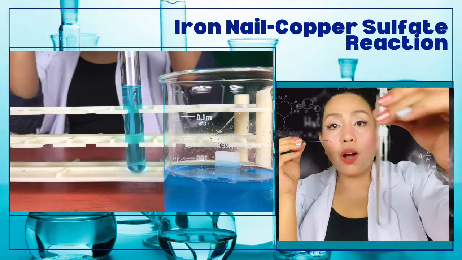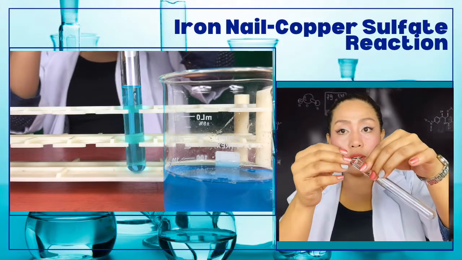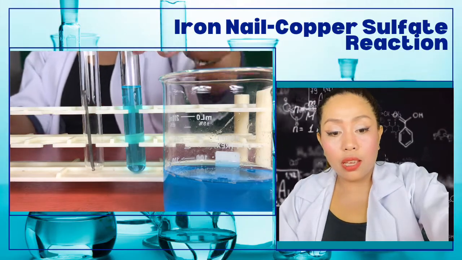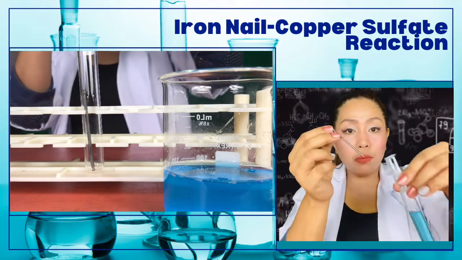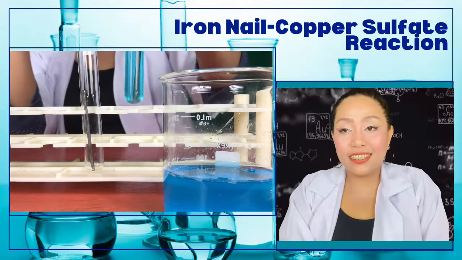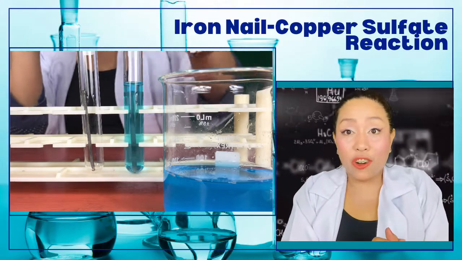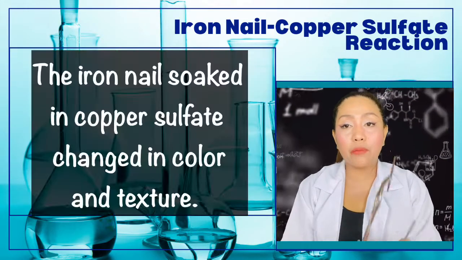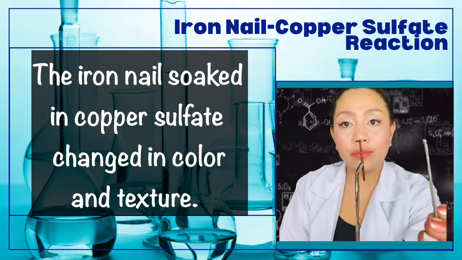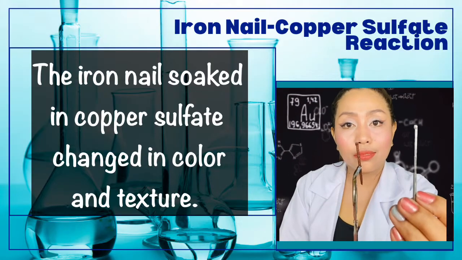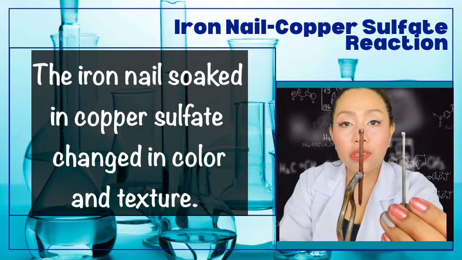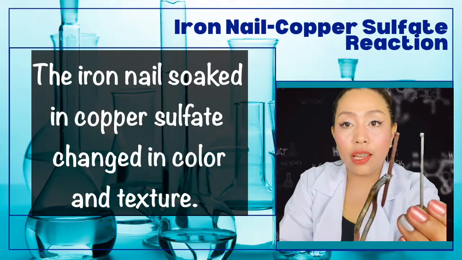And then one nail will be placed in one of our test tubes. And the other nail, we will be placing in another test tube, like that. And so we will be observing the two later on. So here is the result of our first experiment. The iron nail looks like this, and the iron nail submerged into the 10% copper sulfate solution looks like this.